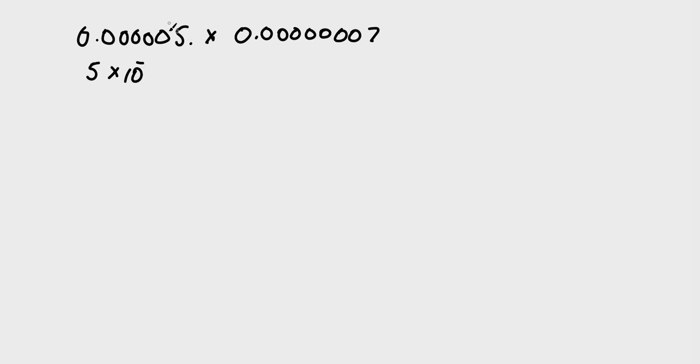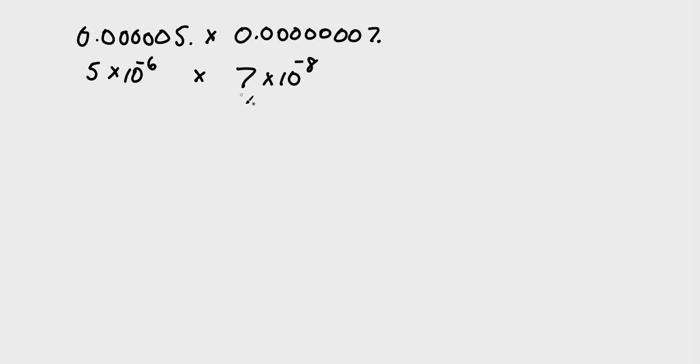1, 2, 3, 4, 5, 6. We went negative 6. Times our next one, 7, again all by its lonesome, implied decimal, times 10 to the negative, and we moved it there. 1, 2, 3, 4, 5, 6, 7, 8. Negative 8.